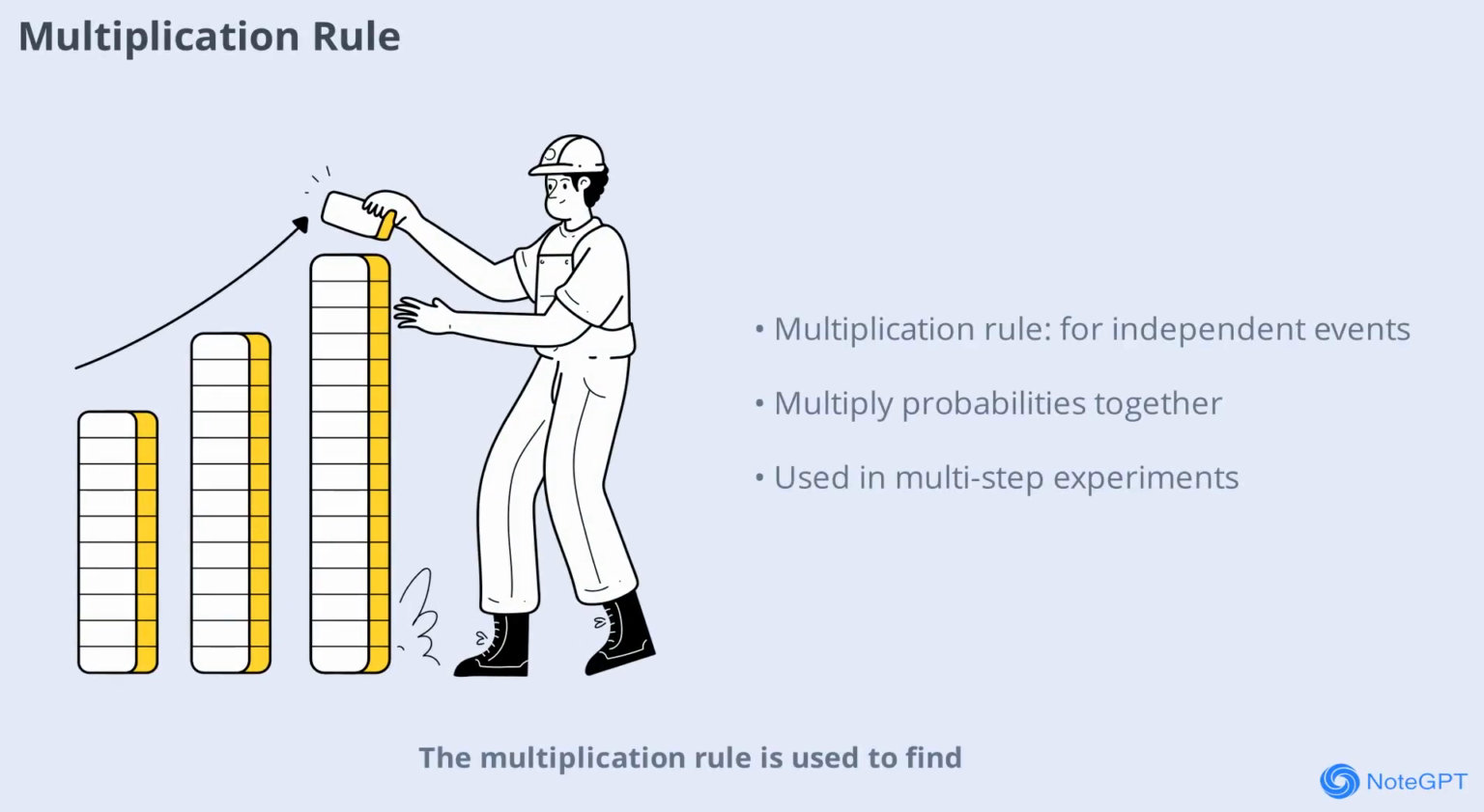The multiplication rule is used to find the probability that 2 independent events both happen. Multiply the probability of the first event by the probability of the second. For example, the probability of flipping 2 heads in a row is 0.5 times 0.5, which equals 0.25. This rule is essential for calculating probabilities in multi-step experiments.